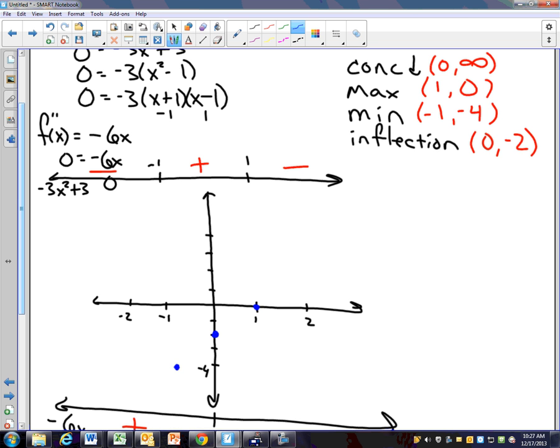And you know that the function is decreasing before that. It's negative, so it's decreasing. You know it's concave up, so it starts to turn up. So you know that you have that kind of shape.